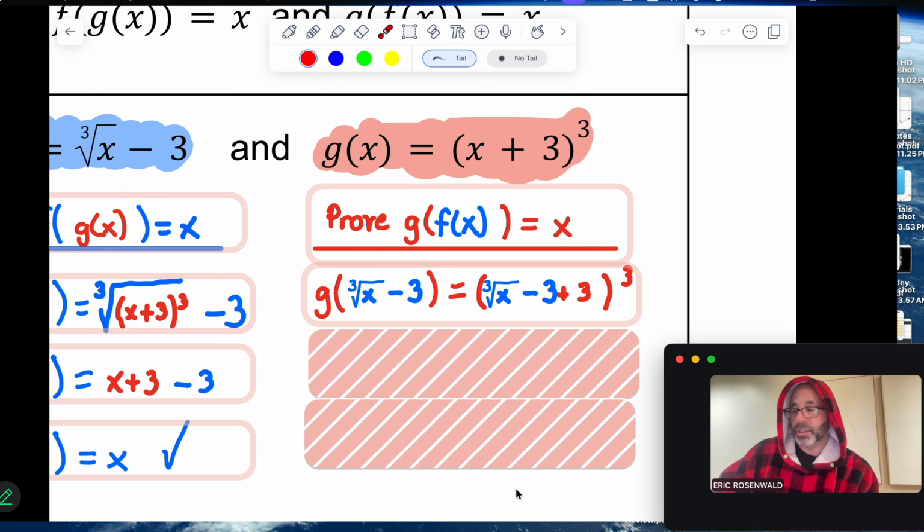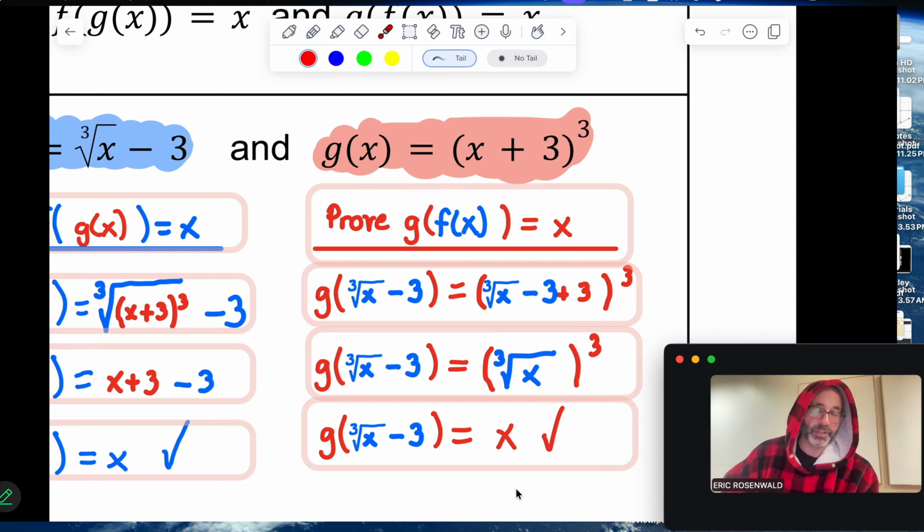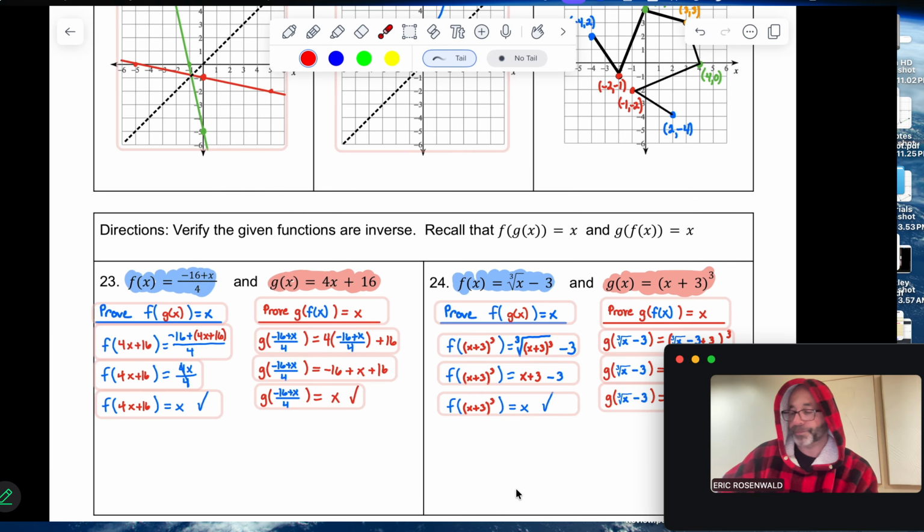The cube that is on here, we're going to first deal with this inside part, the negative 3 plus the 3. And then the cube and the cube roots that are there are going to just cancel each other out, leaving just an x. So there's your proof.